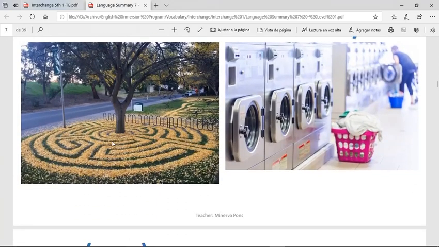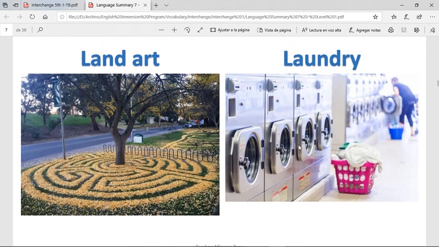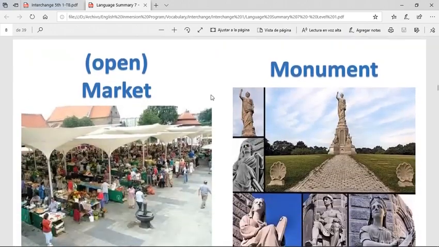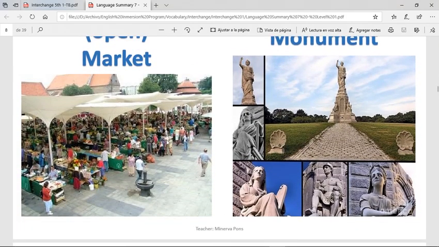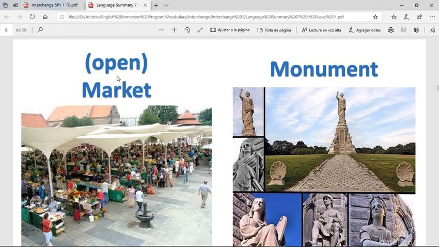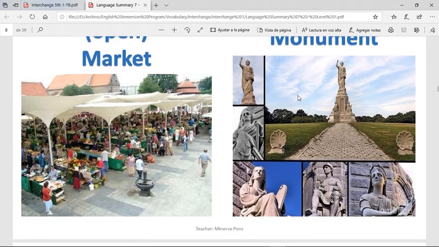Land art is art made with the land. That is this, the floor. Laundry. This is the laundry. An open market is a market that is not in a building. For example, if you see, this is like an open space. That is why it's called an open market. A monument. These are monuments, like statues and things.